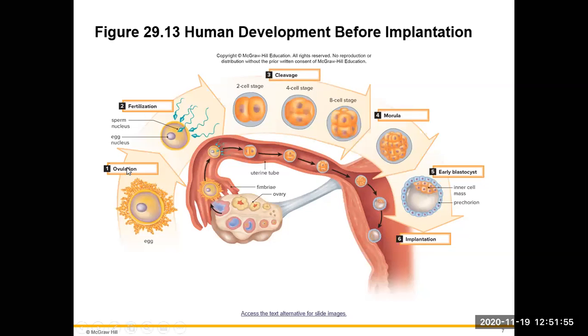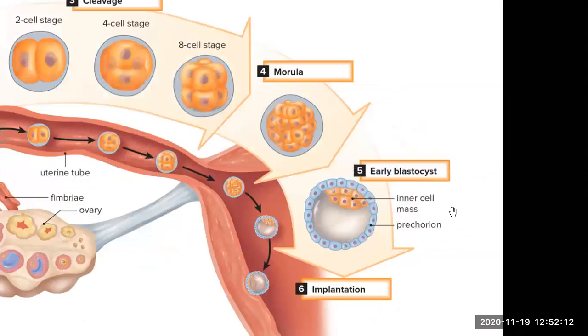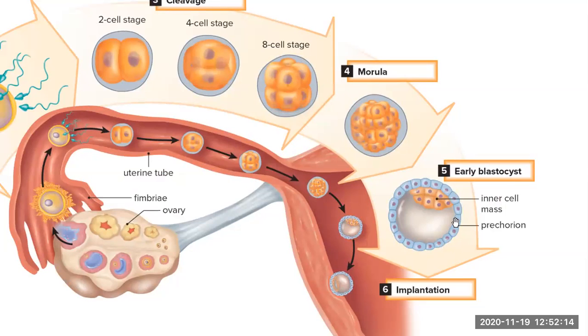So this is the process: ovulation, fertilization, cleavage, and then morula, which is a tight pack. There is no empty space within these tightly packed cells. That's why we call it morula. And then we have the early blastocyst. I'm going to maximize it a little. See these outer layers, we call them the prechorion, which are going to be part of the placenta. And this inner cell mass is going to be the embryo. And this whole thing is called blastocyst, with the blastocele. And then implantation occurs later.